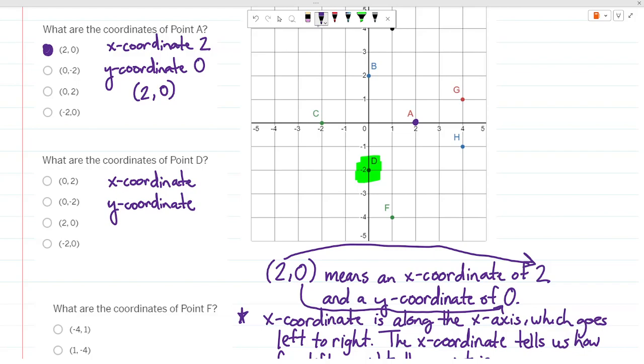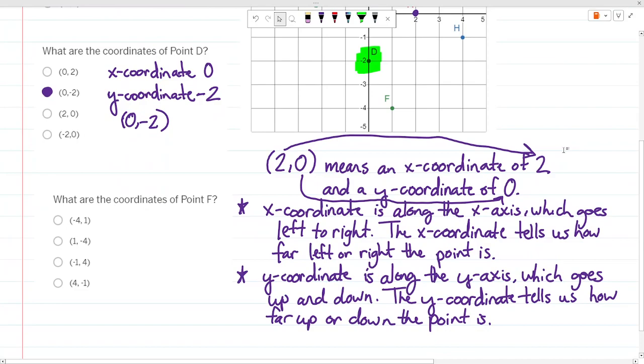So the x-coordinate, how far left or right is it? Well, it's not left or right at all. It was at 0 and stayed there. So the x-coordinate is 0. And what is the y-coordinate? It's down 2 from that axis, so we would say the y-coordinate is -2. So the point would be (0, -2). I would select this option, but make sure you read your list carefully.